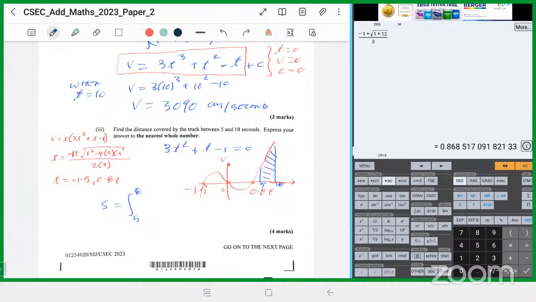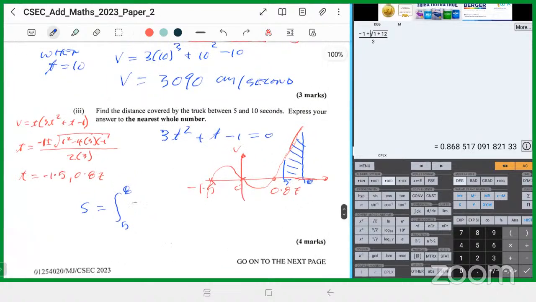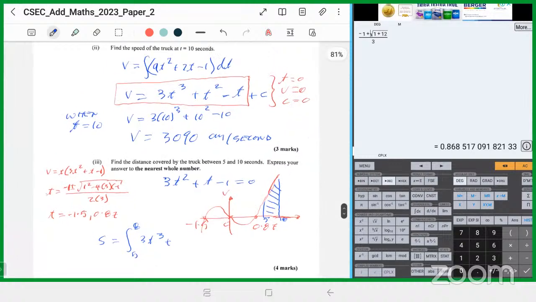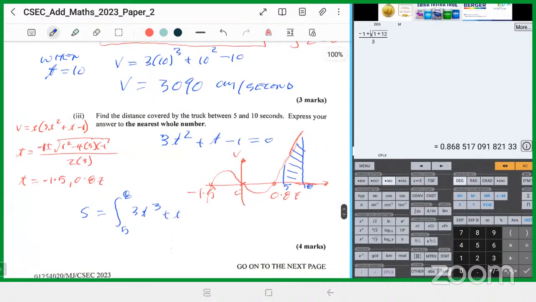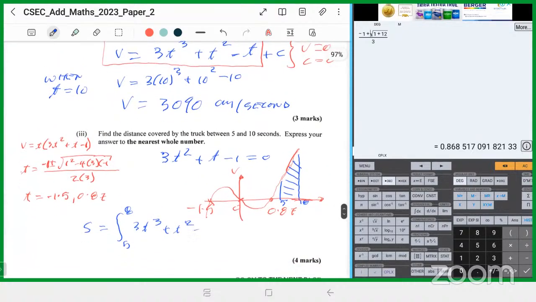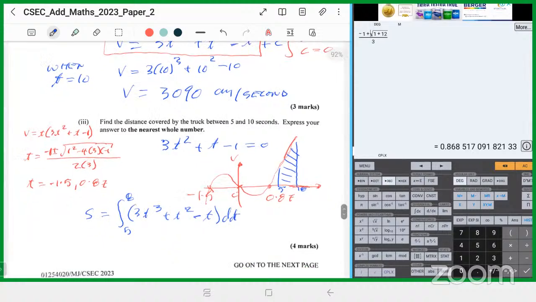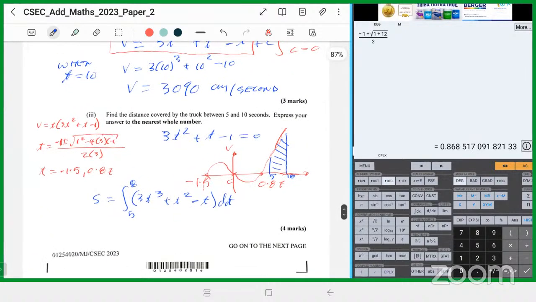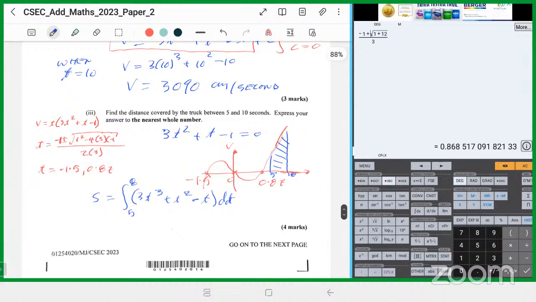I'm going to see 0, you know. So it's 3t cubed, plus t squared, and then minus t with respect to t. I just don't like how they don't give a lot of space to write. They just don't. And then you have to just work this out on the next page and I'll show the answer.